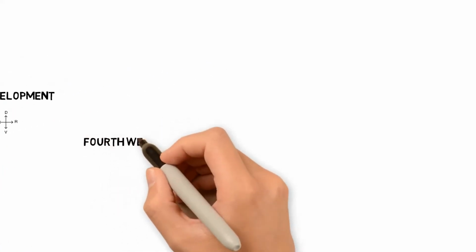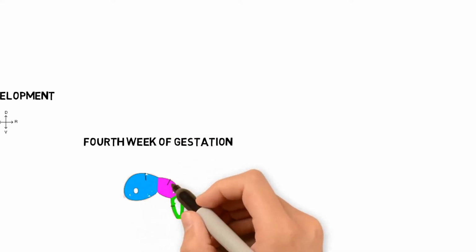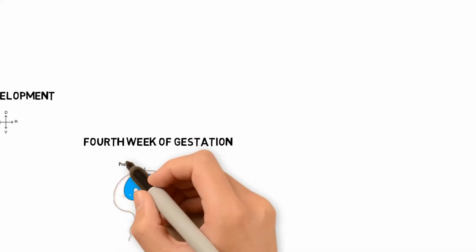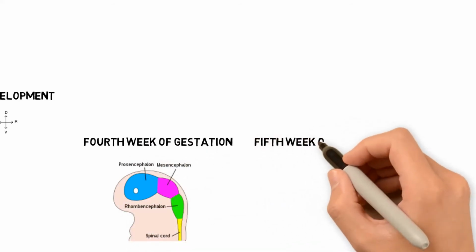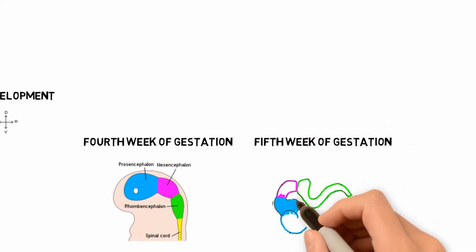During the fourth week, the tube then begins to form three bulges: the prosencephalon, the mesencephalon, and the rhombencephalon. The remaining caudal end will become the spinal cord. These three bulges change during the fifth week of gestation to form five bulges that start to fold over themselves.